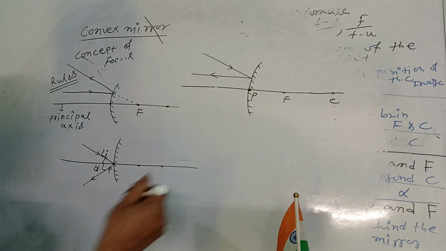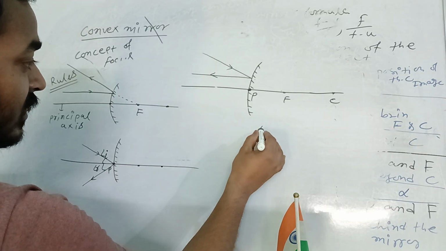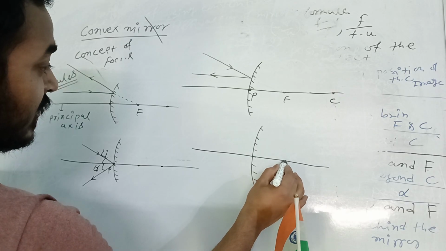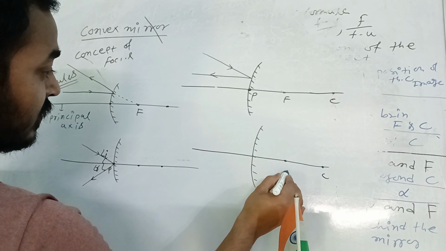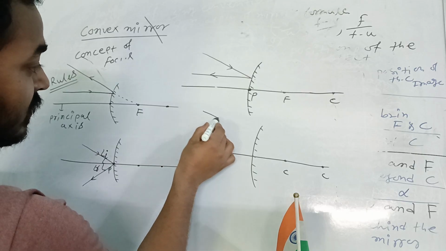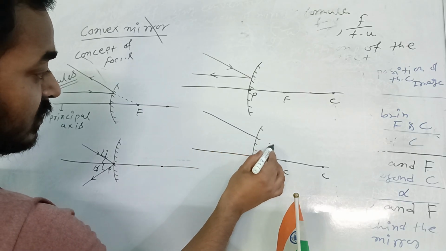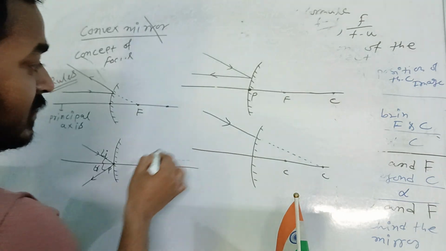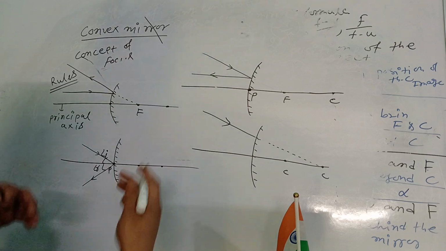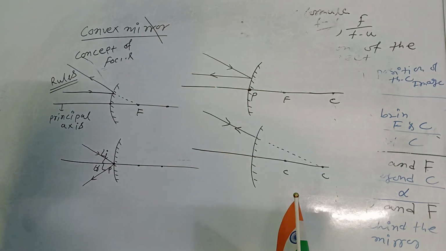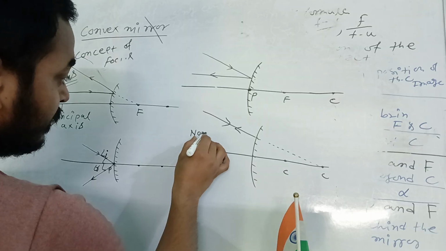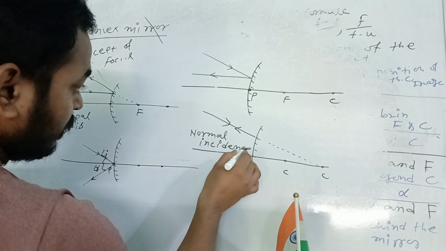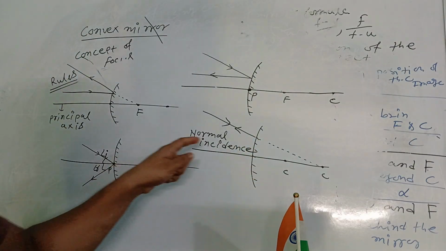Again, maybe we are drawing one incident ray where the direction of the incident ray is towards the center of curvature, like this. If I extend it, it will reach the center of curvature. So if the direction of the incident ray is towards the center of curvature, then it will reflect along that direction only. So this is called normal incidence.